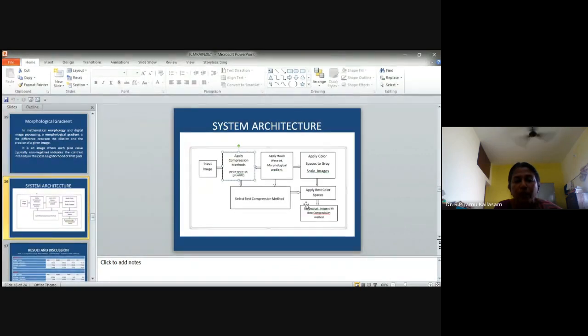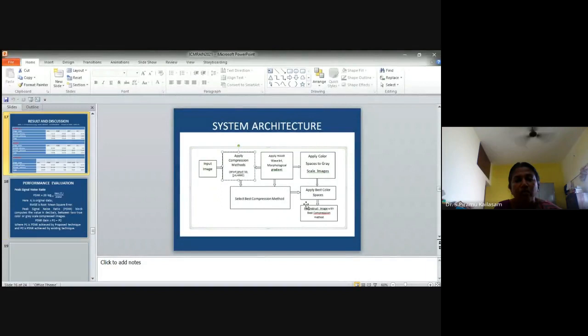System architecture: an input image is given, and after getting the input image, I apply the compression methods SPITE 3D, SPITE, and LVL-MMC, and parallelly I apply Haar wavelet and morphological gradient to the corresponding input image. After that, I select the best compression method among the three. Otherwise, I can take Haar wavelet with color spaces, grayscale images, and color spaces like RGB and others. After this color space application, I can go to the reconstruction image to get the best compression method. So this is the system architecture.